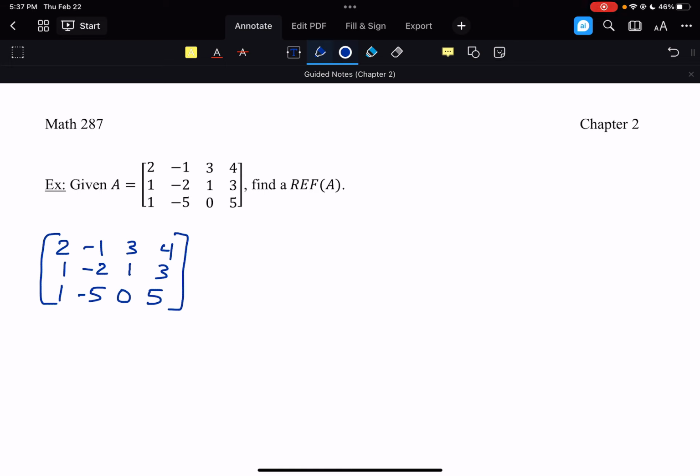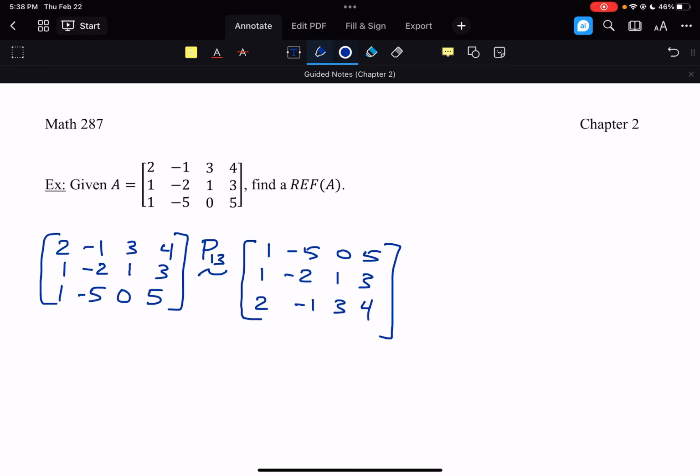Now, to put this in row echelon form, we want a pivot up here in the upper left-hand corner. This row does not have a 1 in it, but both of these do, so we can just switch either of these rows with the first one. I'll use a tilde symbol to indicate we're going from one matrix to the next, and put the label right above it. We're going to use P13, so we permute the first row with the third one. So 1, negative 5, 0, 5. The second row remains unchanged, and the first row became the third.